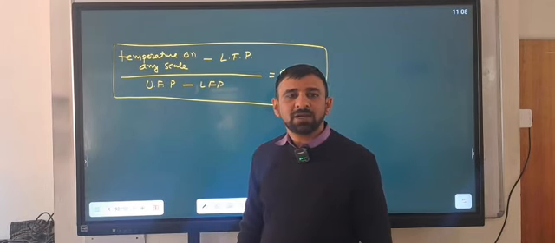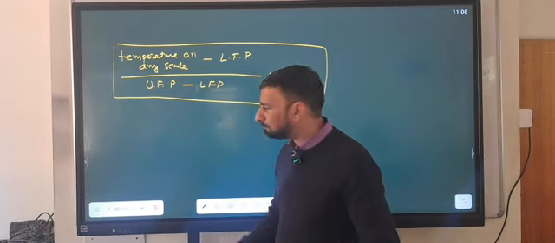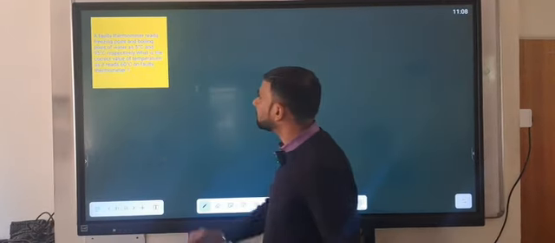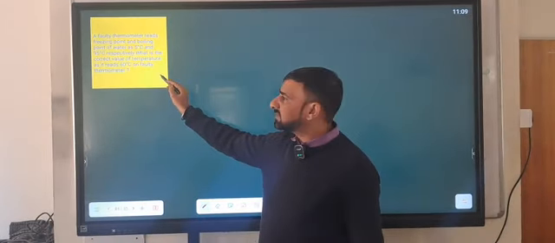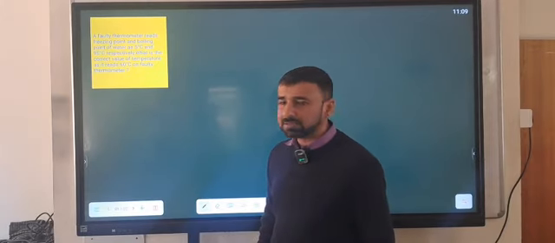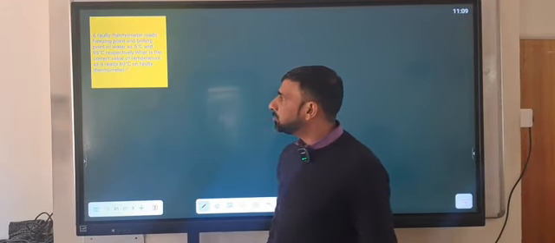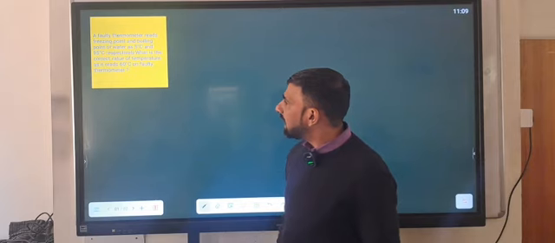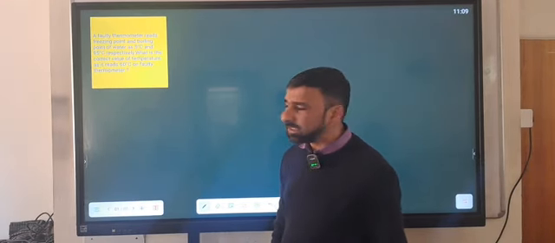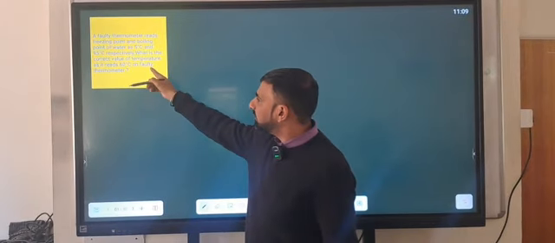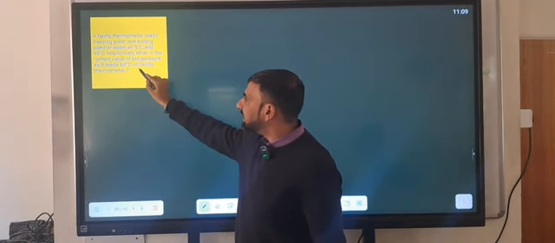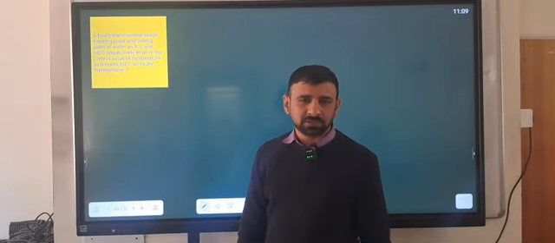Okay, so to get a better understanding, let us take one example. It reads like this: a faulty thermometer reads the freezing point and boiling point of water as 5 degrees Celsius and 95 degrees Celsius respectively. What is the correct value of the temperature when it reads 60 degrees on the faulty thermometer?